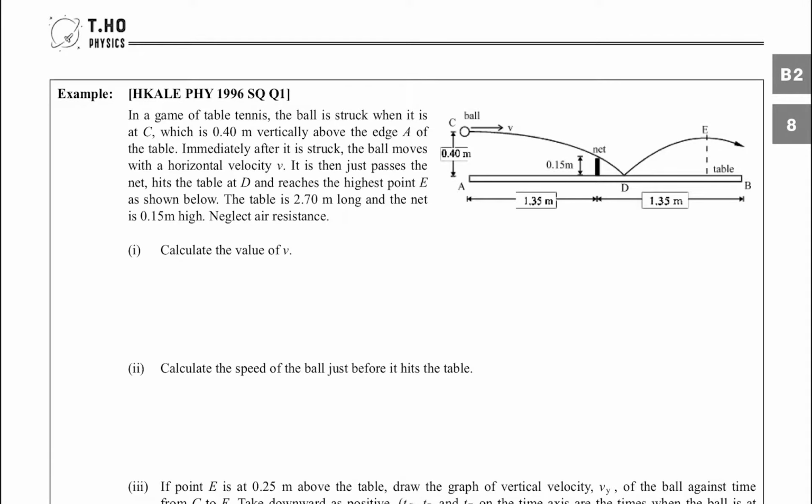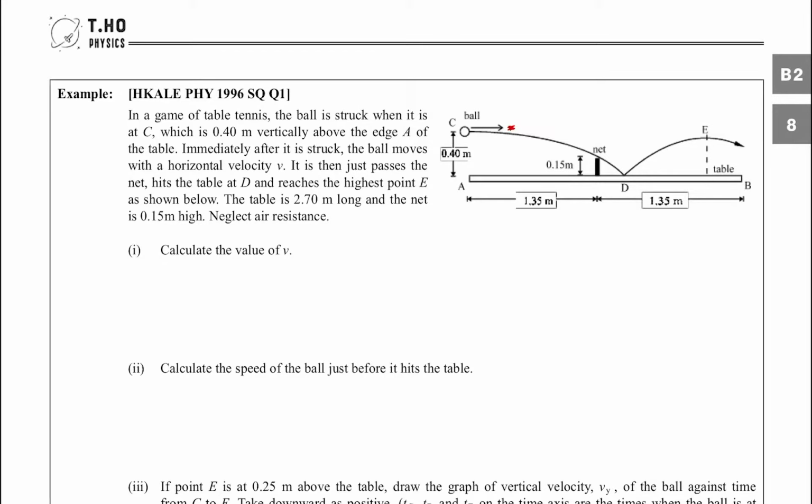Here we come to A-Level Physics 1996 structure question 1. So we hit a ping pong ball, table tennis, horizontally with a speed v, and it goes over the net and hits the table, rebounds, and goes to point E along a projectile motion. First of all, we are going to find the initial speed v.